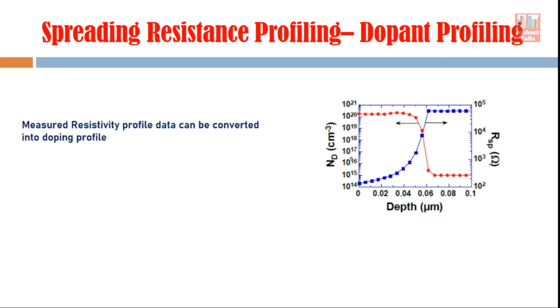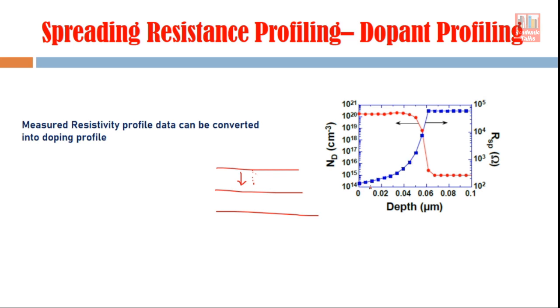Here in this graph, you see the measured resistivity profile data can be converted into a doping profile. Here it's depth. So 0 means we are at the top. Suppose this is the sample and we want to do this measurement here. If we are at the top, then it's 0. When we are going down like this, we are moving towards 0.1 micrometer depth. And this blue line is the spreading resistance.